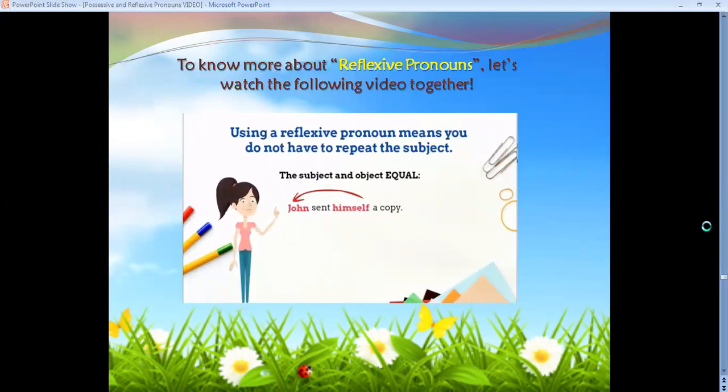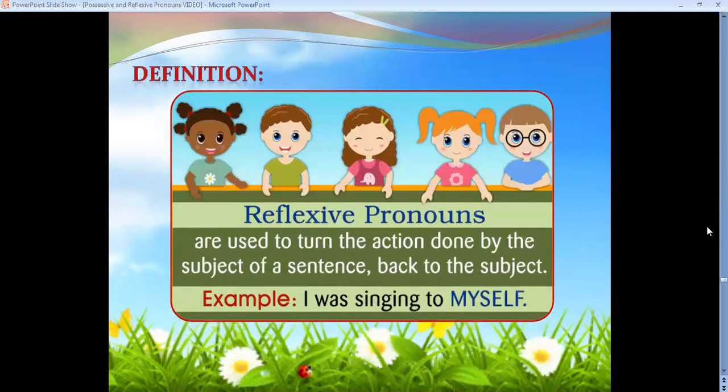Now, let's check the definition. What do I mean when I say reflexive pronouns? Reflexive pronouns are used to turn the action done by the subject of a sentence, by the doer of the action, back to the subject. Let's read. Example: I was singing to myself. Myself is referring back to I.